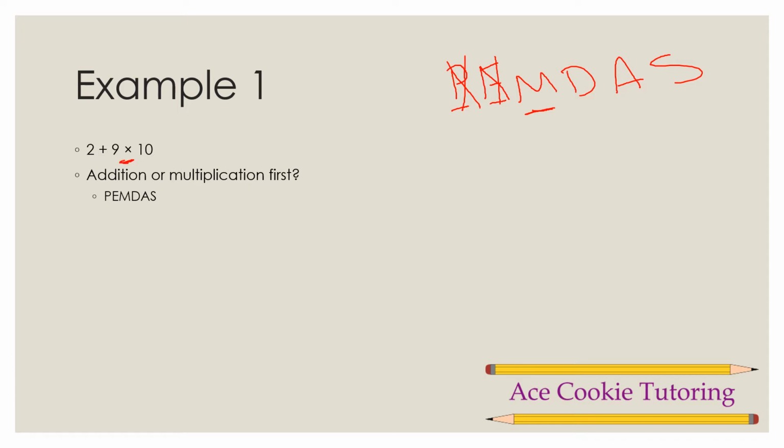Okay, so I have 9 times 10 here. So that is going to be very important for me to figure out. Okay, so 9 times 10 is 90. Now I haven't done anything with that plus, with that addition yet. So I need to know what to do with that plus and that 2. So let's move on to the D. Well, I don't have any division, so I don't have to worry about that.